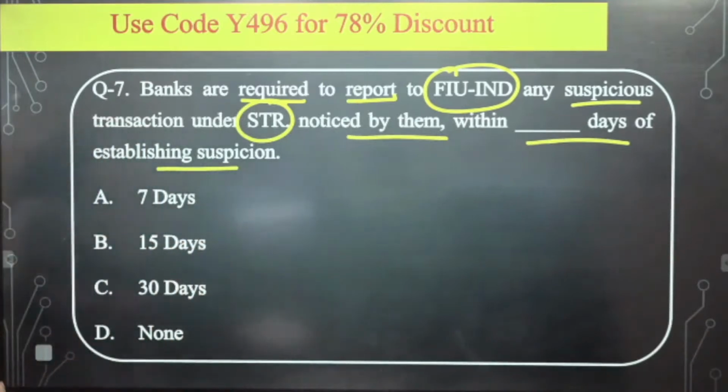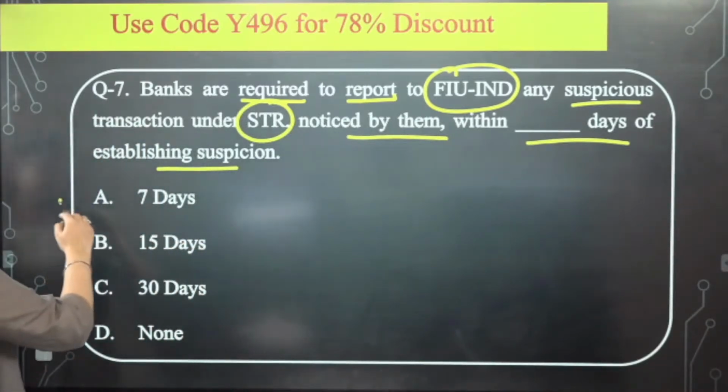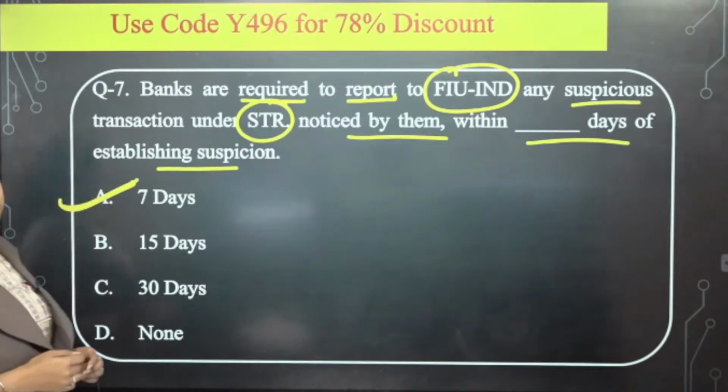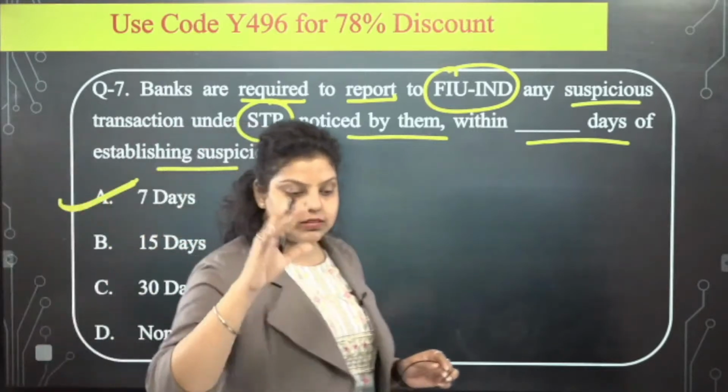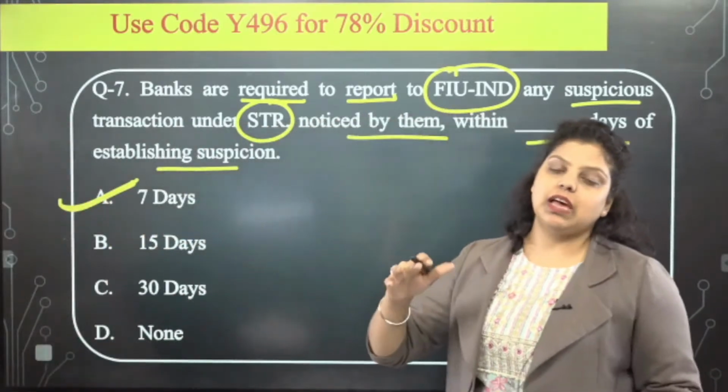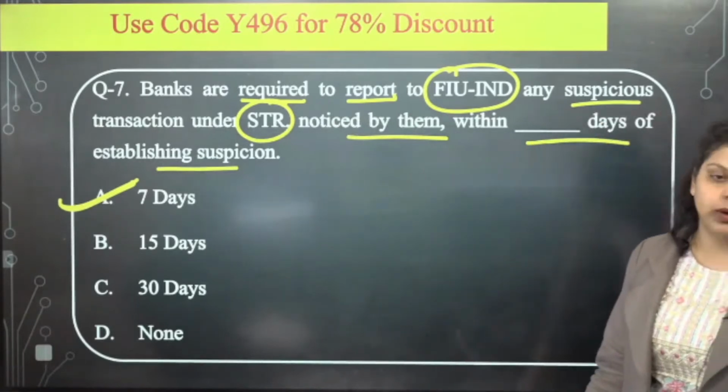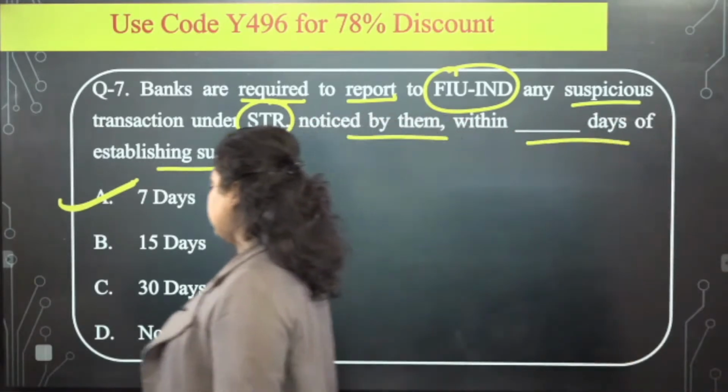Okay, so the right answer will be within 7 days. As you have found that this is a suspicious transaction, within 7 days you have to report it to the FIU-IND. Okay. Next.